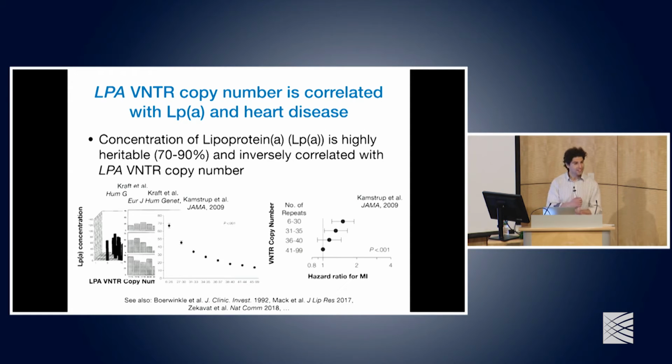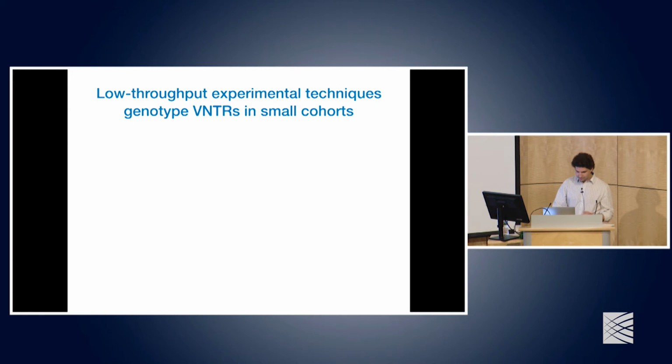This is the motivating example for our study. We're seeking to catalog VNTRs like LPA that are associated with heritable phenotypes. Maybe we're not going to find something quite this good, but maybe we'll find something good nonetheless. Okay. So as I said, a big challenge in studying these regions is the difficulty in genotyping. So now I'm going to review the literature on genotyping VNTRs.